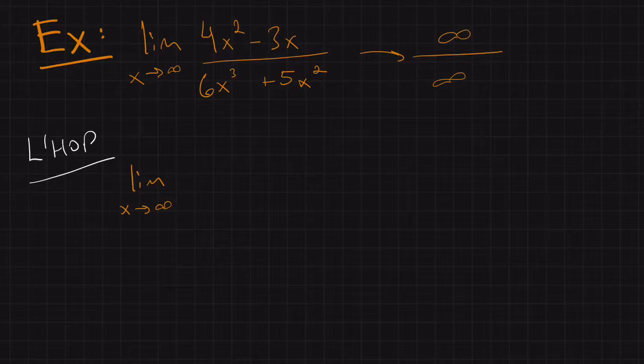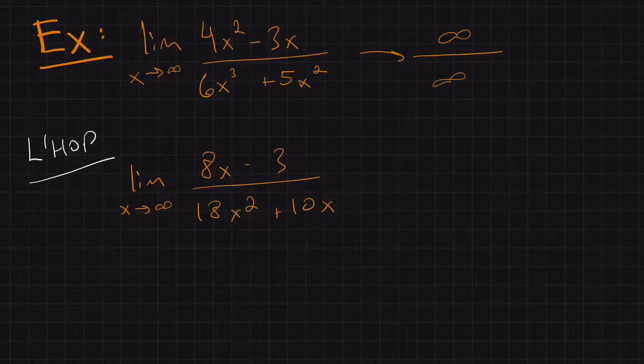We're going to take the derivative of the numerator and the denominator separately. Derivative of 4x squared minus 3x would be 8x minus 3. And then the denominator of 6x cubed plus 5x squared would be 18x squared plus 10x. If we try to evaluate this at infinity, the numerator would be 8 times infinity minus 3. So the numerator would be infinite. The denominator would be 18 times infinity squared plus 10 times infinity. So the denominator would also be infinite. We would have infinity divided by infinity, which is indeterminate form. That means we can use L'Hopital's rule again.